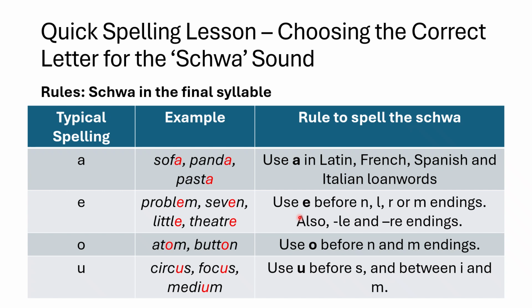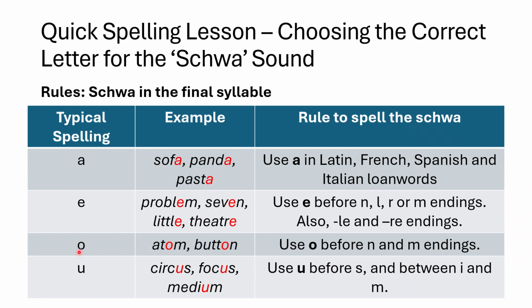Typical spelling for the letter E. Use E before N, L, R, or M endings. For example, problem. Also, LE and RE endings. For example, little, theatre. The schwa sound comes before the consonant L and R. L, R, little, theatre.